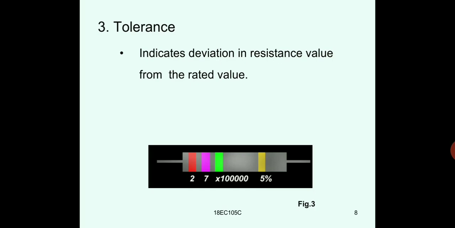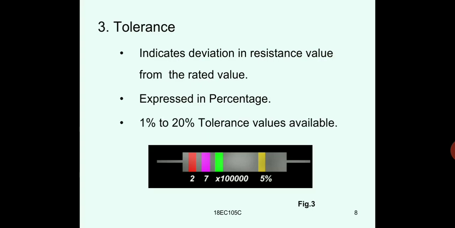This indicates the deviation in the resistance value from the rated value. It is expressed in percentage. We have learnt it. And normally the tolerance values range between 1% to 20%. The value printed on that or coded on that.